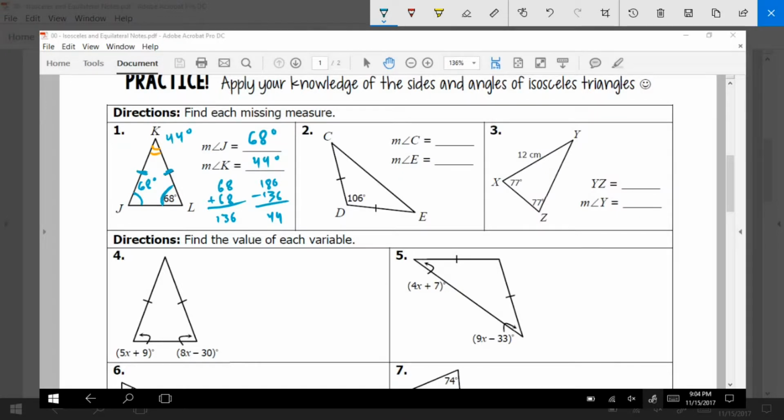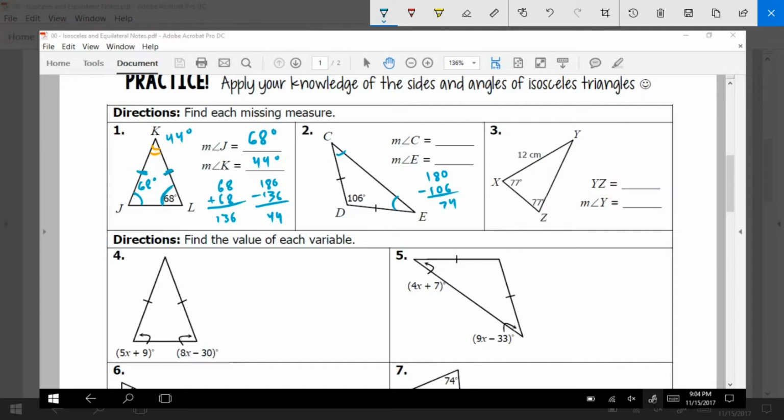Number 2. Look at this. This time they tell us that D is 106 degrees. And we know C and E must be congruent because they are the angles opposite of the congruent sides. So if they're congruent, how am I going to find their measures? We're going to do 180 minus 106 because D is 106. So we don't need that part. That's going to leave us with 74, right? We got 74, and C and E are congruent. That means they're the exact same.